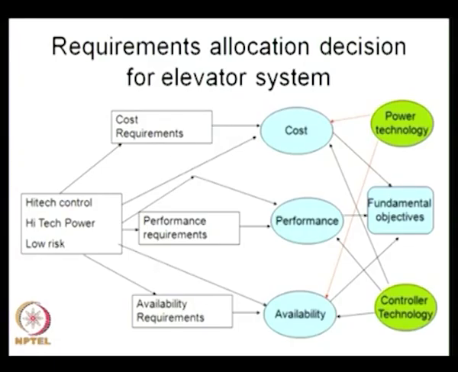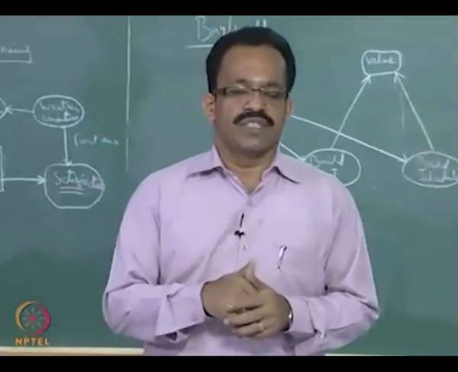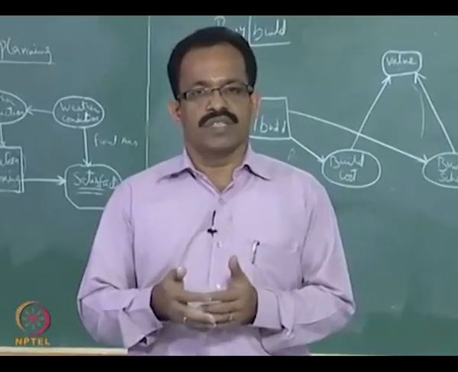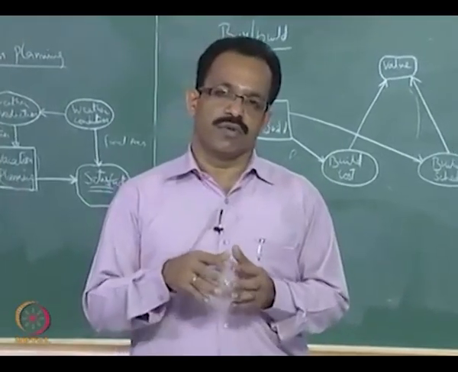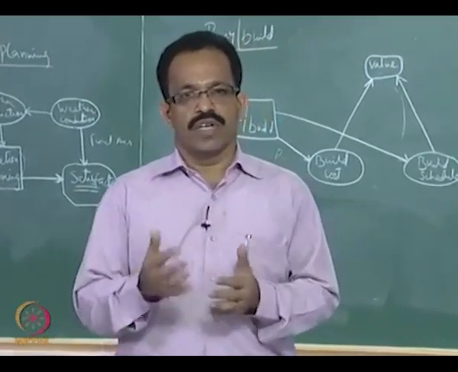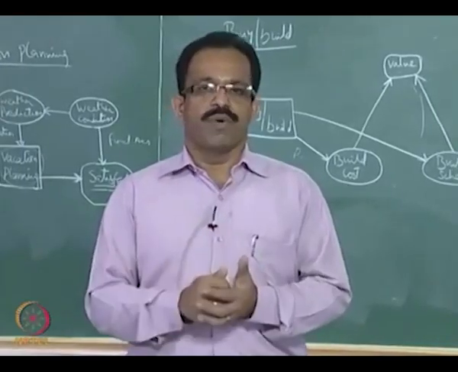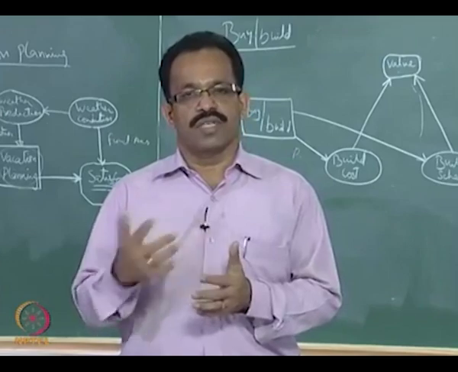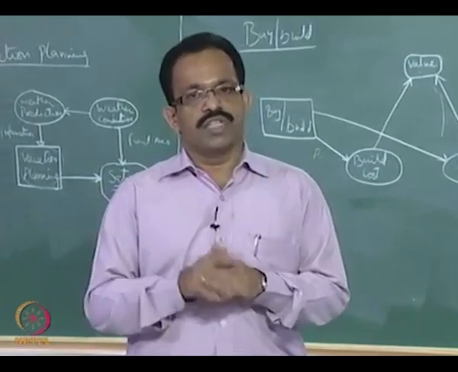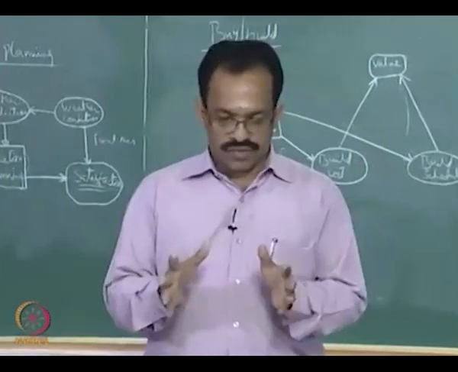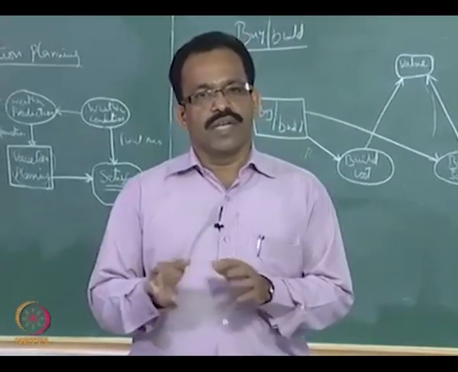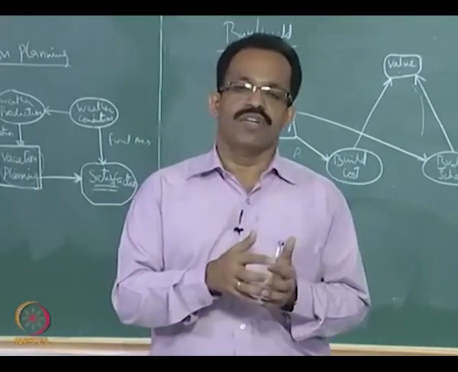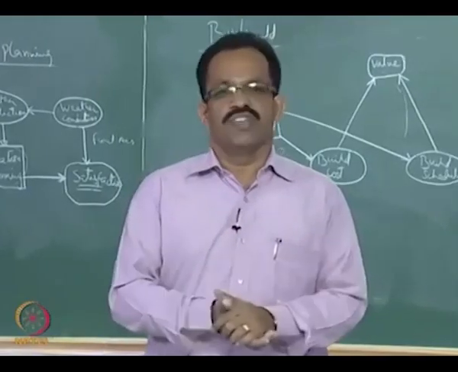So this way we can represent all the parameters involved in the design, looking at the objectives, the requirements and the chance nodes existing. So whether you want to go for a high cost one or a low cost one, what kind of performance you are looking for, and what kind of availability there is for the controller technology or the power technology. This kind of diagram shows you the influence of the chances on decision making, how much influence that has in the decision making process.